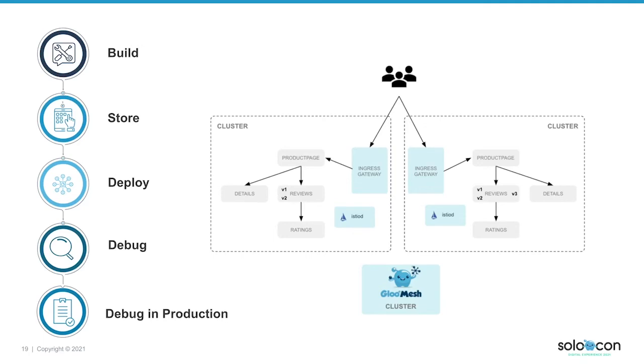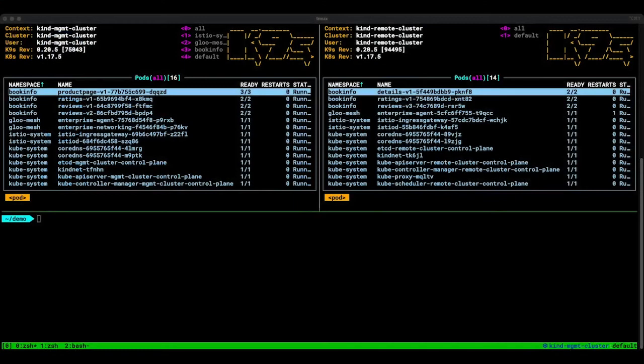Both clusters are managed by Gloo Mesh in what we call a virtual mesh. So it acts as one logical mesh, which just makes it a little easier to manage. So let's jump right into the terminal here just to see what this looks like. I'm running K9s here, and you can see on the left we've got our management cluster, and on the right we've got our remote cluster. Note that we've got some things running just in one cluster like productpage, and some things running in the second cluster like the details.